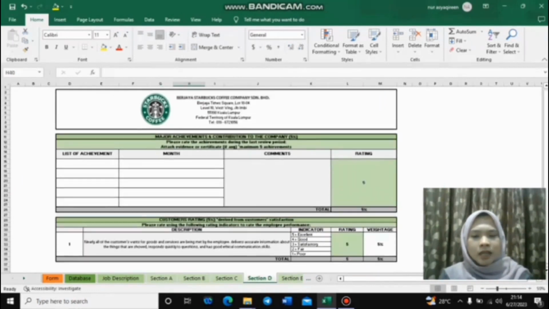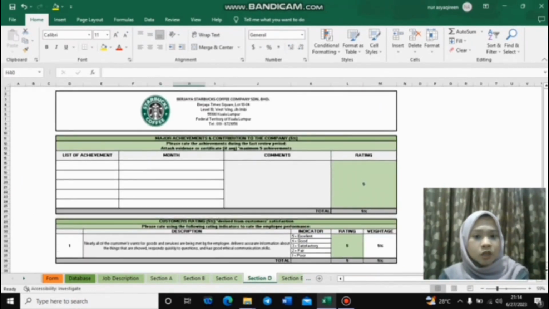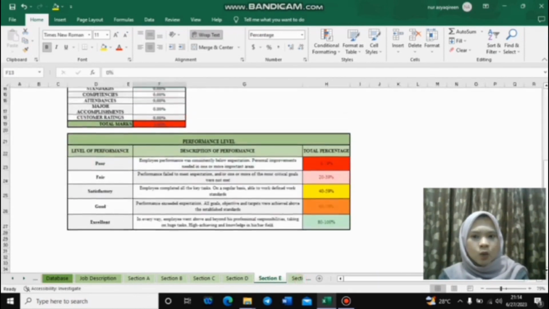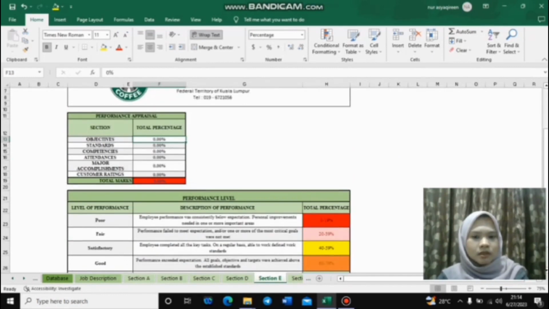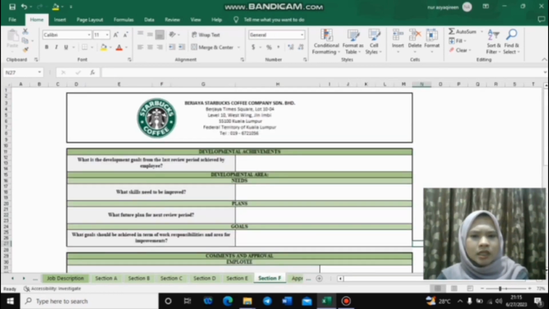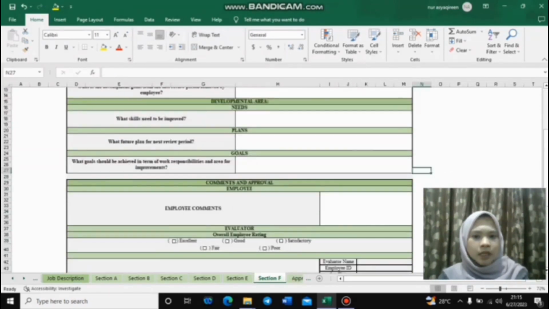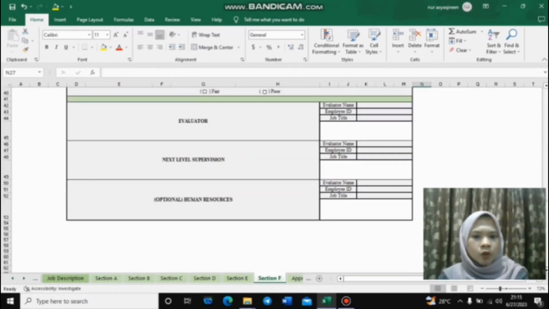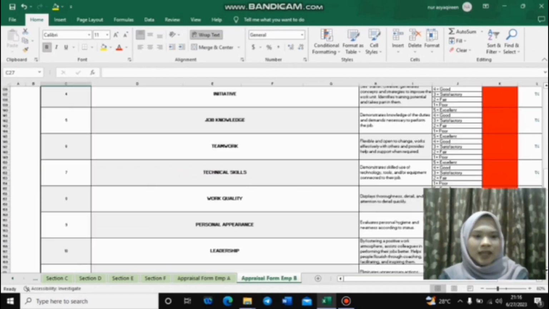Next is section D. We have major achievement and contribution to the company, and also customers rating. For section E, we have the performance appraisal that the employer refers to for what rate they need to give their employee. Next is section F, which is the development achievement, development area, comments and approval, and also the evaluator. And I think that's all from me.